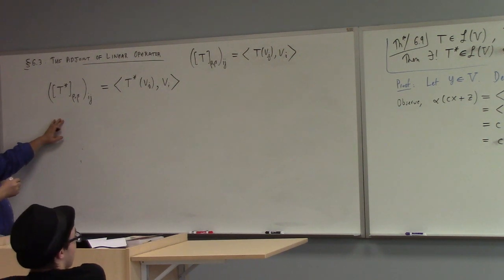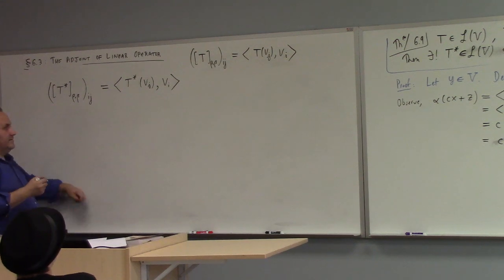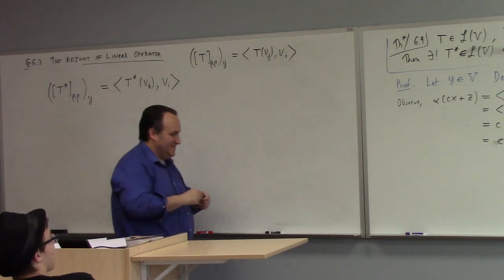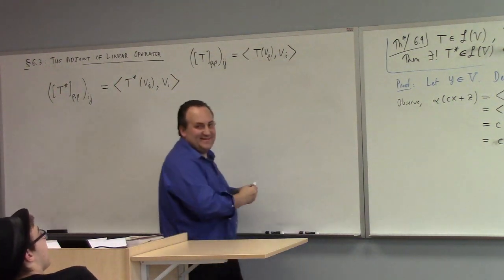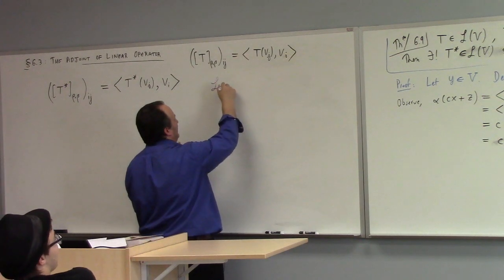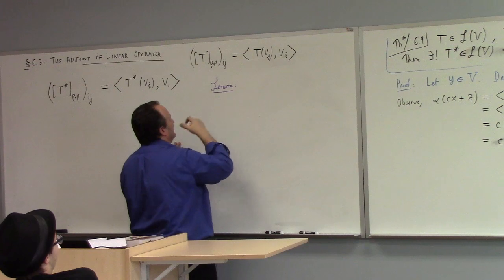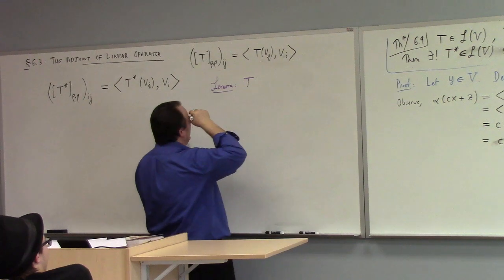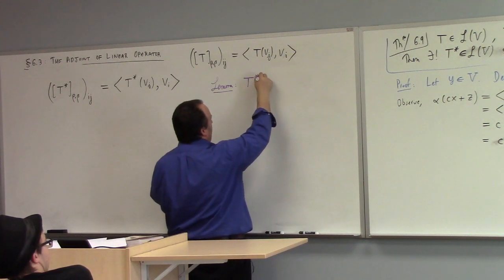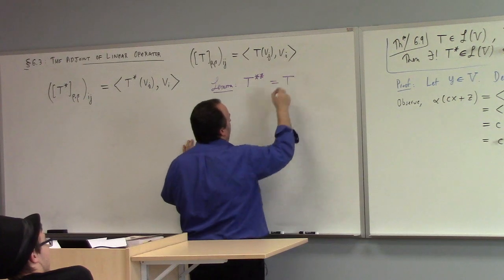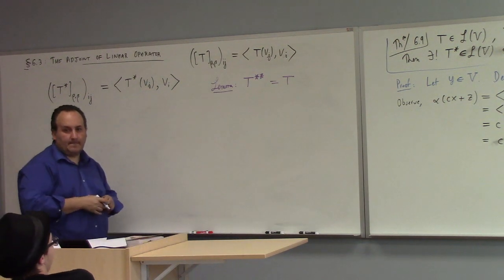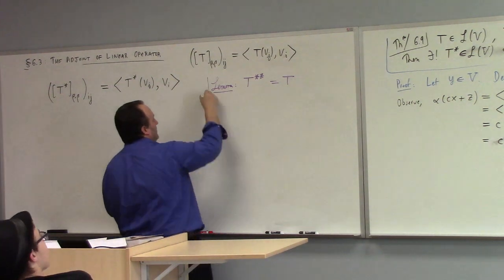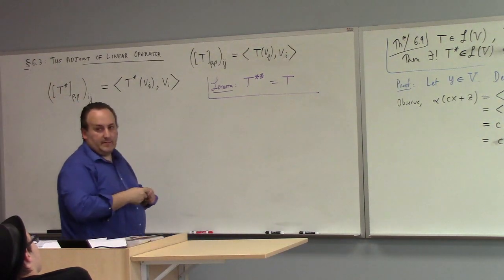Okay. At this point I'm in a little bit of trouble because I forgot to prove a lemma. What's the lemma I should have proved first? That y comma T of x equals T star of y comma x. What I want to say is this: T star star is T. How could we prove that?